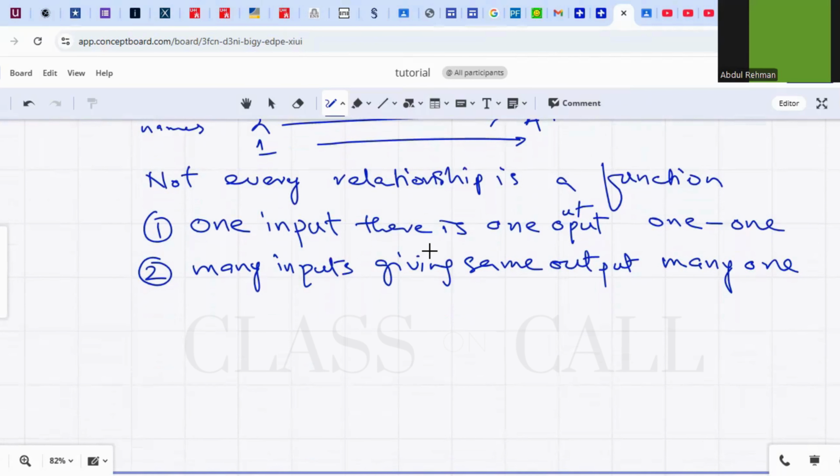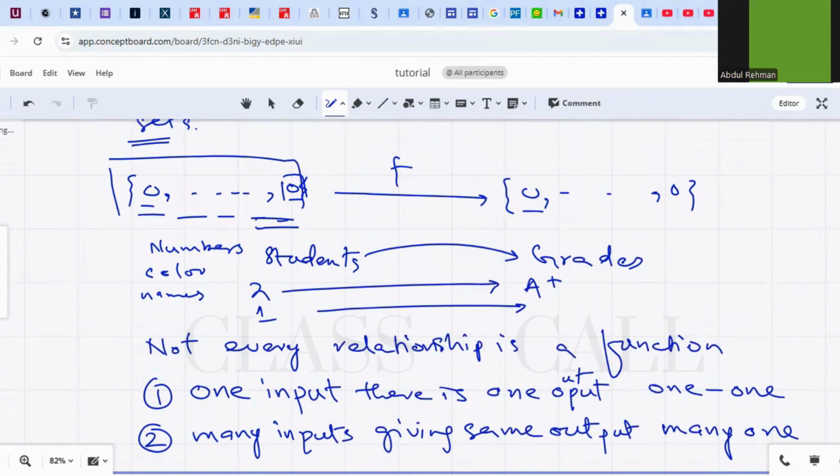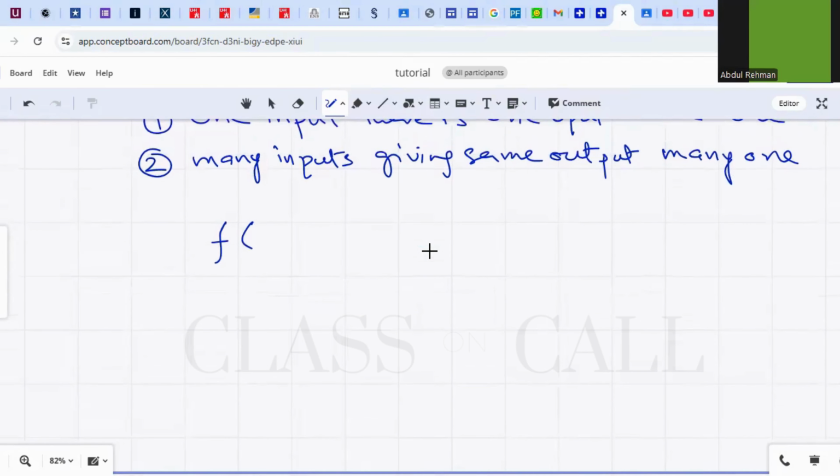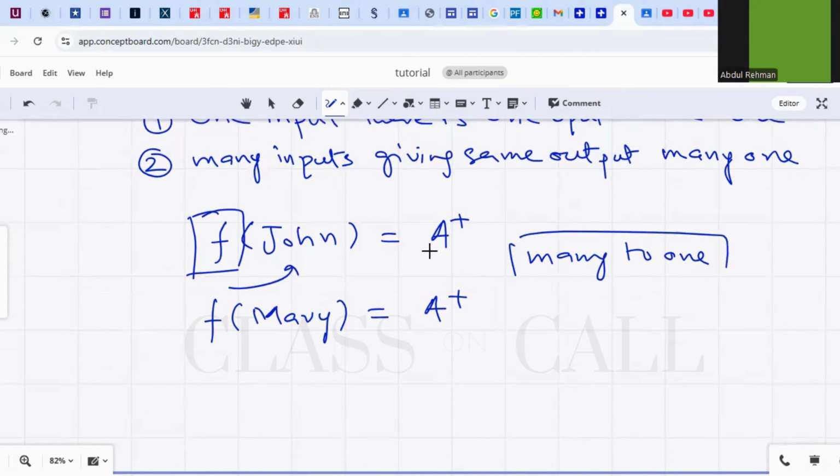And so let's say we have, how do we write it? The notation is, so one of these two sets is basically a set of inputs, and the other set is a set of outputs. I forgot to mention that, I'm sorry. And so let's say we have a student, John, and we give this input to the function F, and it outputs his grade, which is, let's say, A plus. And it could be that another student, Mary, has the same grade, and so it is a many-to-one relationship, and so it is a function.